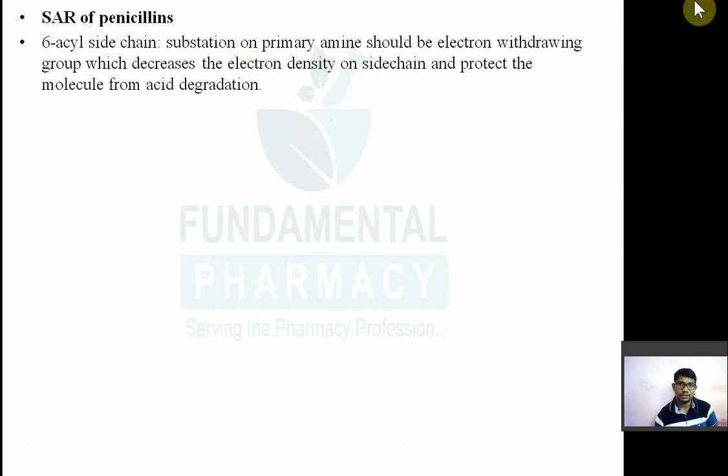So 6-acyl side chain substitution on the primary amine should be electron withdrawing groups, which will decrease the electron density on the side chain and protect the molecule from acid degradation. So in the 6-amino side chain there should be electron withdrawing groups, which decrease the electron density, and the molecule will be more stable in acid.